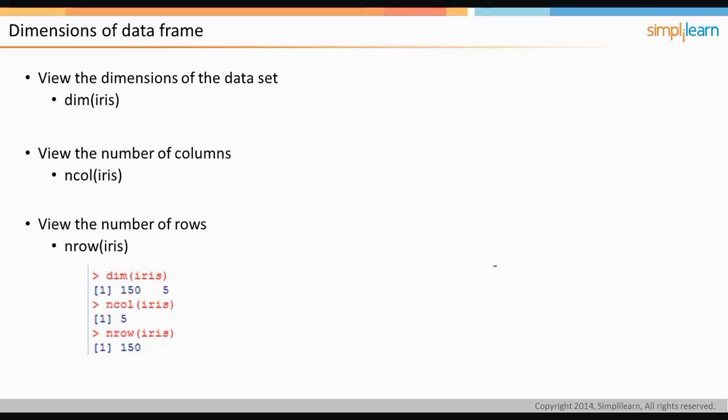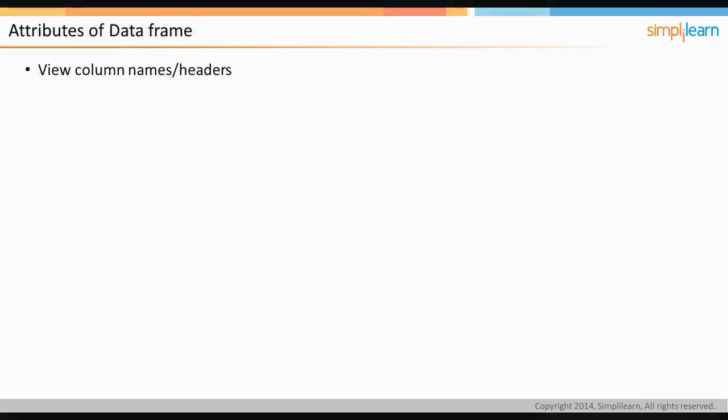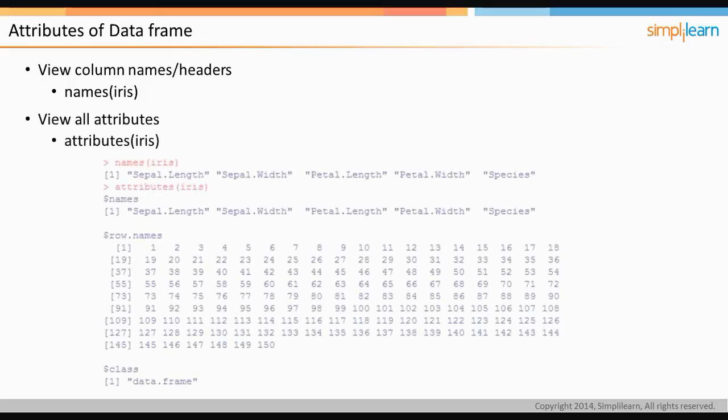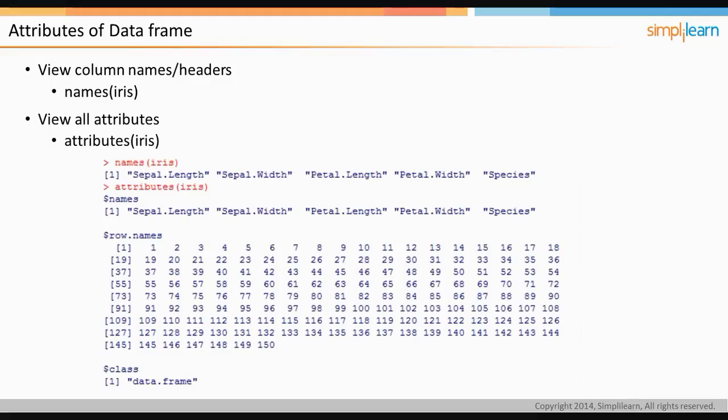In the next slide, we will look at the attributes of the data frame. To view the column names of a particular dataset, type names of dataset name. To view all attributes, type attributes of dataset name. Given here is a snapshot of the 2 commands on the IRIS dataset. You can see that the column names are displayed as strings in the first output. Attributes displays the column names, row names, and the data type of the dataset.